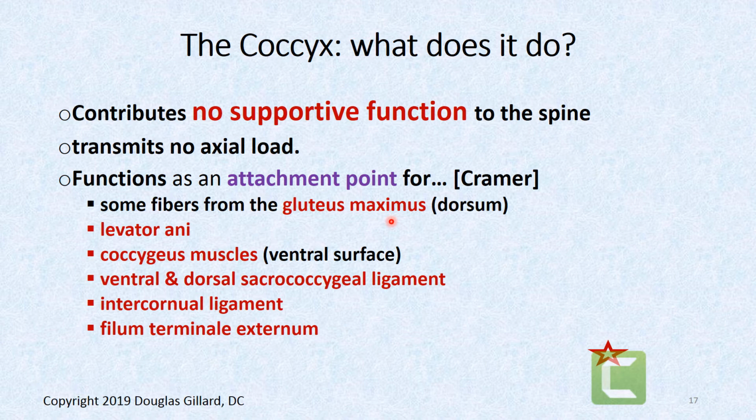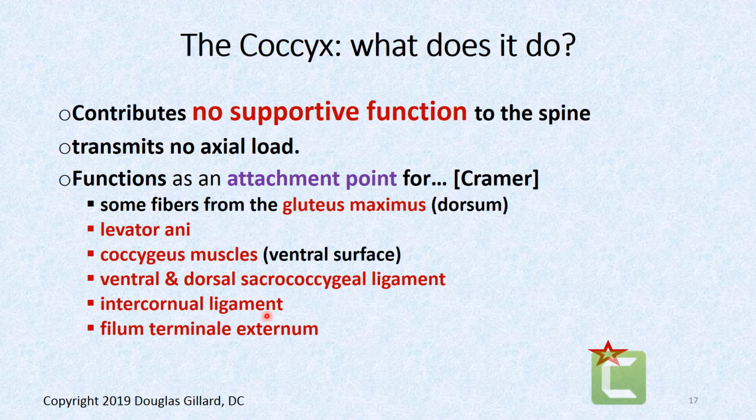A muscle called levator ani, which you'll learn next quarter in Gross 2 anatomy. Coccygeus muscle attaches on there. And then it's an attachment site for some ligaments. We'll look at it in a minute. We'll look at the ventral and the dorsal coccygeal or sacrococcygeal ligaments. Did I leave lateral out? I did. The lateral sacrococcygeal also attaches to the coccyx. We might add that to the list.